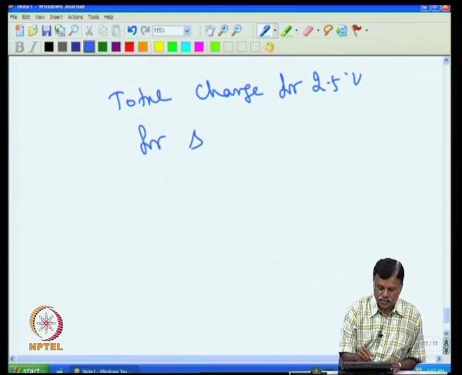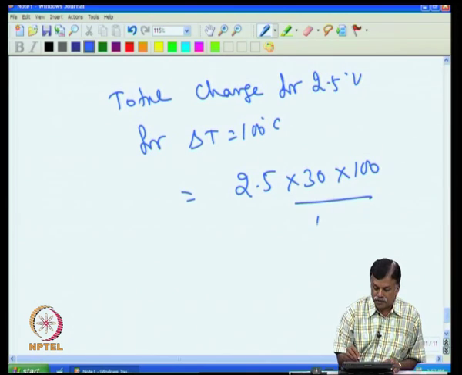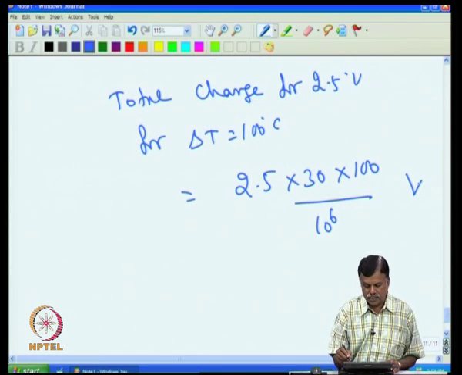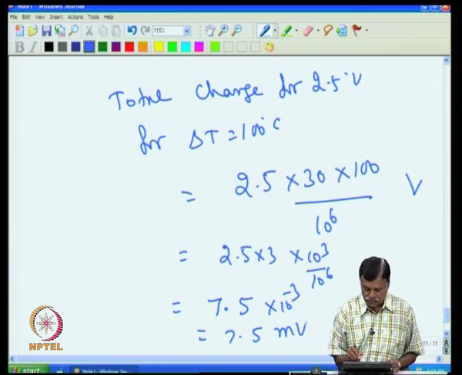For 100 degree, delta T is equal to 100 degree C, that is given by 2.5 into 30 ppm and the temperature of 100, and per ppm I put 10 power 6. That is the expected voltage change for 100 degree temperature change. That works out to be 2.5 into 3 into 10 power 3 divided by 10 power 6, that will be 7.5 into 10 power minus 3, that is equal to 7.5 millivolt.